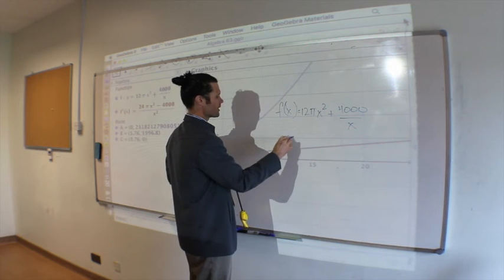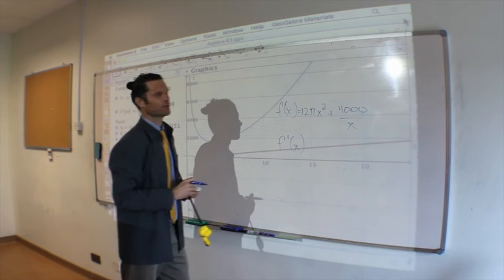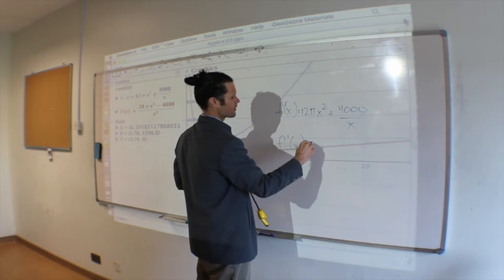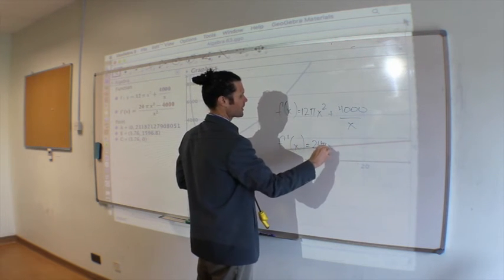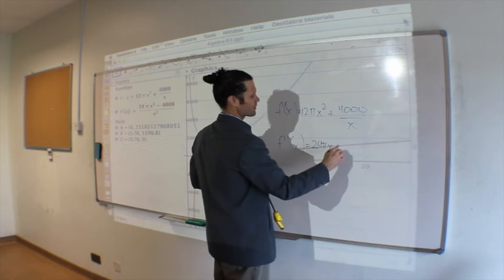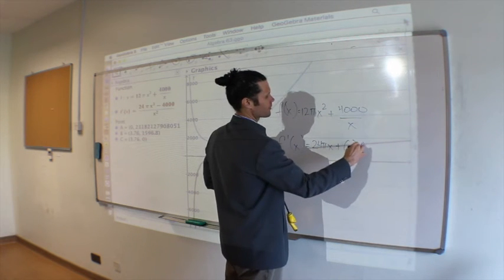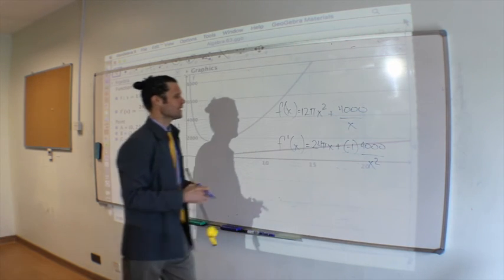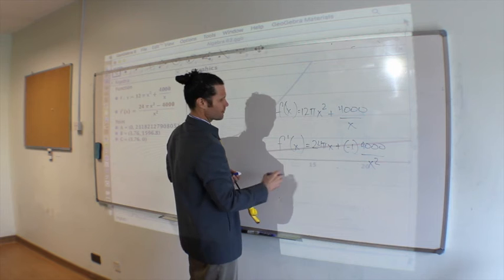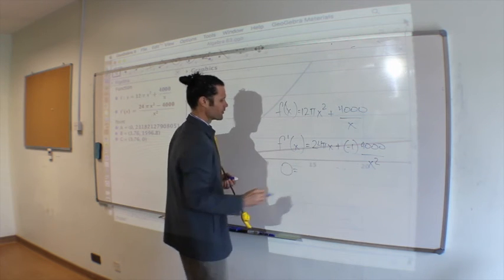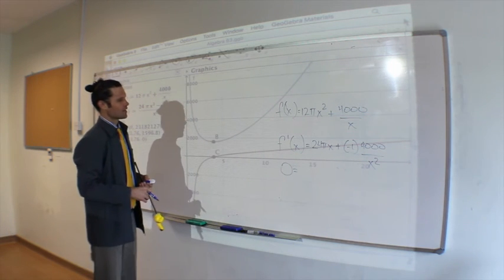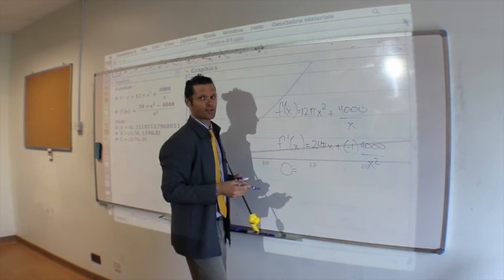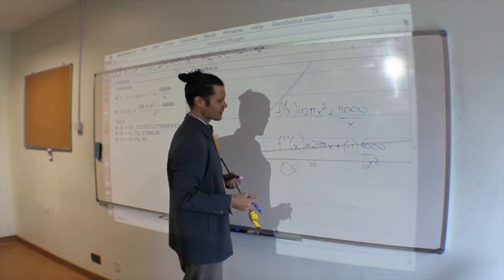Then f prime of x, we're just going to use the power rule as we did before. Drop down that 2, we get 2 times 12 is 24 pi x plus negative 1 times 4,000 over x squared. Now we can simplify this, or when we solve for the root, we're going to have to multiply by x squared. We can rationalize the entire expression, or we can multiply by x squared at this stage.